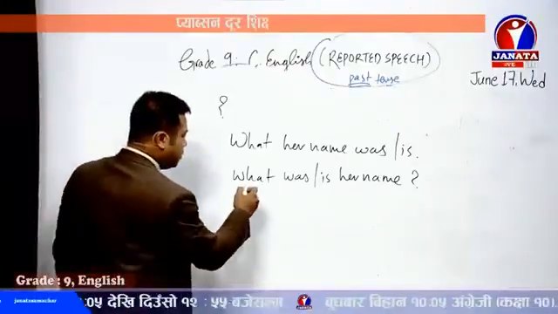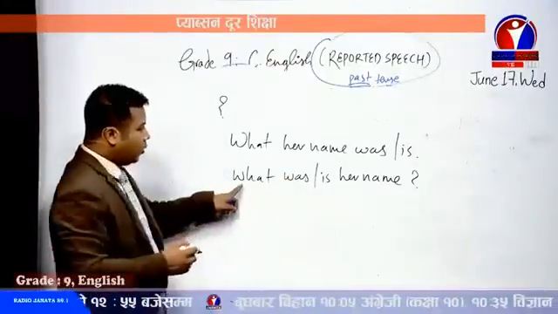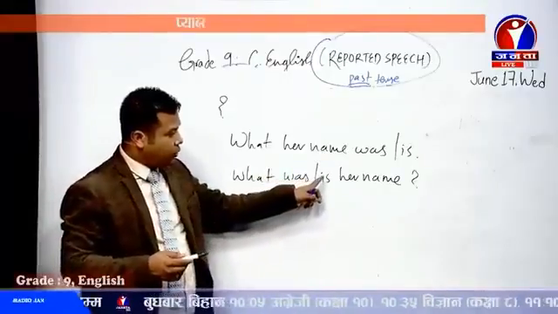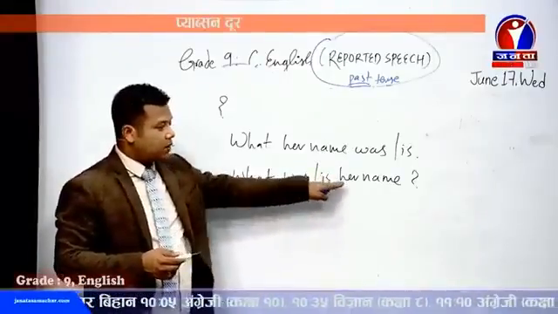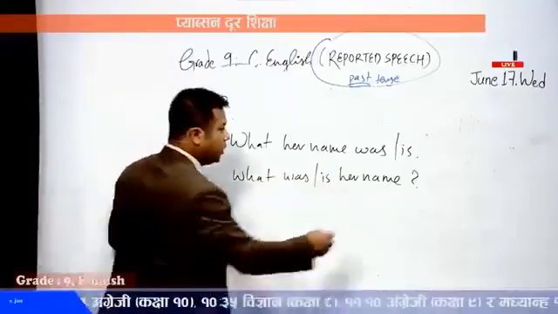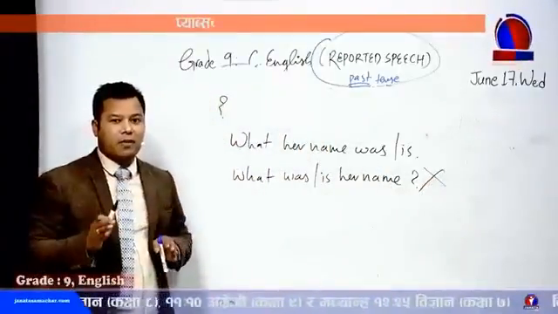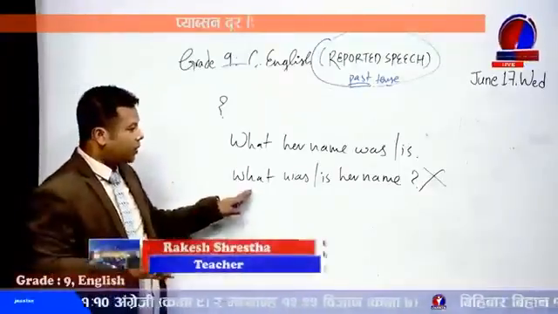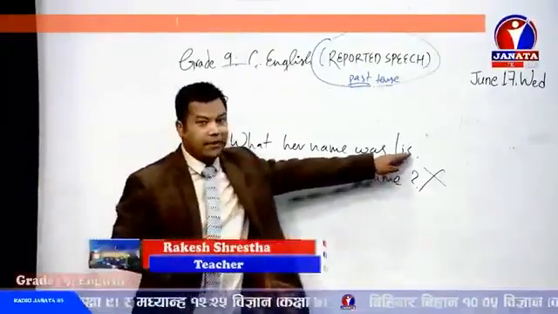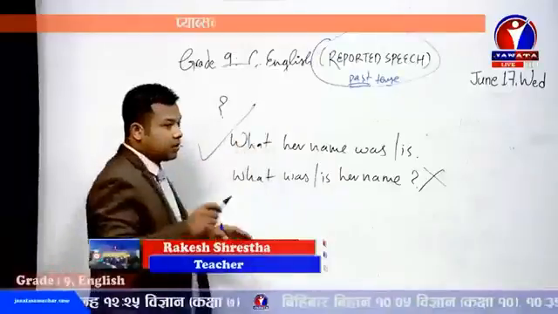Many of us are not habituated with these ideas. Actually, they get confused with this particular sentence: what was or what is her name? This is a question format, and I have already told you in indirect speech, we do not use question format. We always use assertive sentence structure with a full stop at the end. So this is the right answer for this.